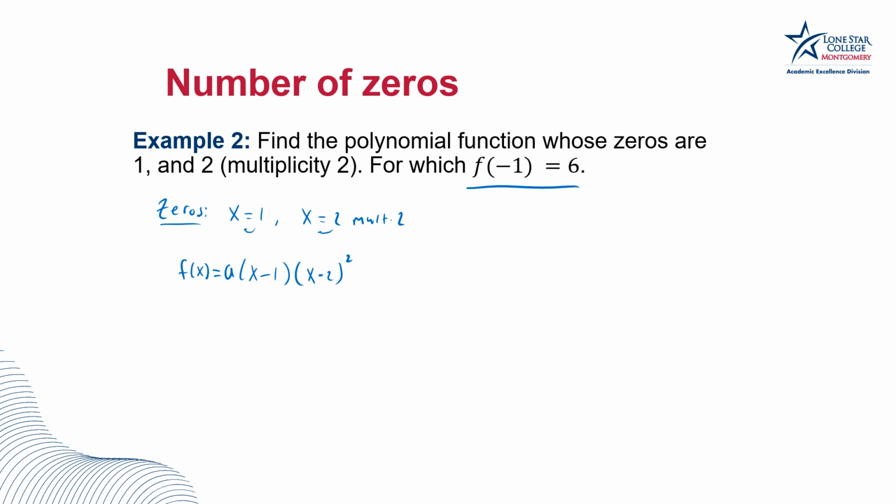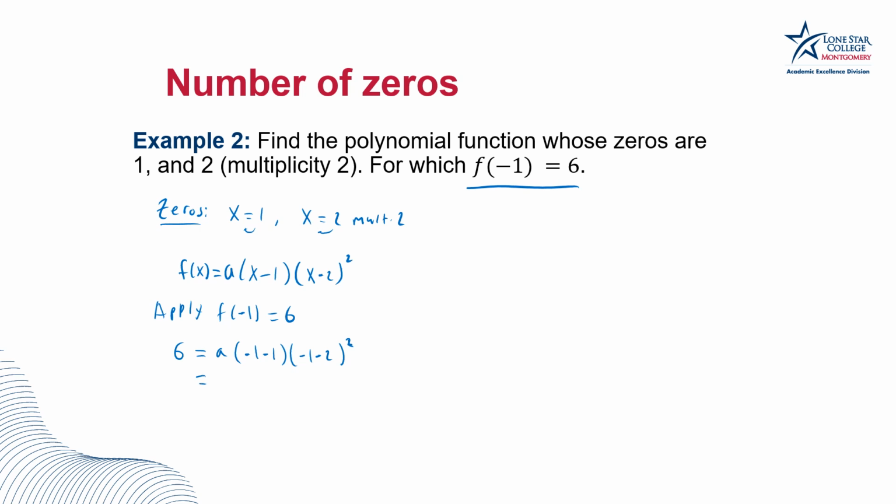So applying this, f of negative 1 equals 6. We replace x with negative 1 and y with 6, which would help us solve for our a term here. So we would have 6 equals a times negative 1 minus 1 times negative 1 minus 2 squared.